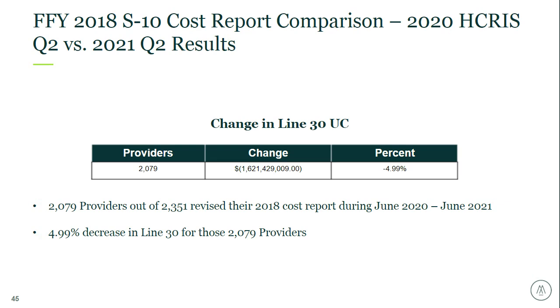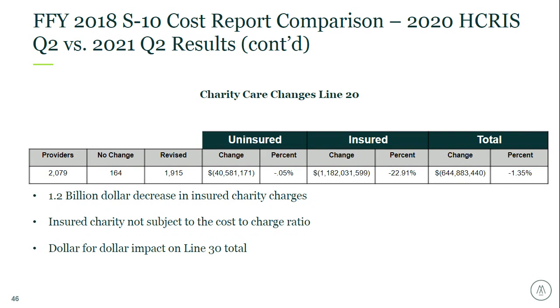And so to break this down a little further by looking at all reported charity charges on line 20, of the 2,079 hospitals that had a line 30 change, 1,915 reflected a change in their reported charity charges. Both uninsured charity and insured charity went down, but uninsured went down by $40.6 million. But as you can see, insured charity went down by $1.2 billion, or 23%. And this finding is consistent with what we saw last year. It appears that hospitals are still struggling with reporting deductible, coinsurance and co-payment amounts to that insured column. And the real story here is that insured charity is not subject to the cost to charge ratio. So there's a dollar for dollar impact on line 30 and a massive hit to the hospital's calculated UC payment.